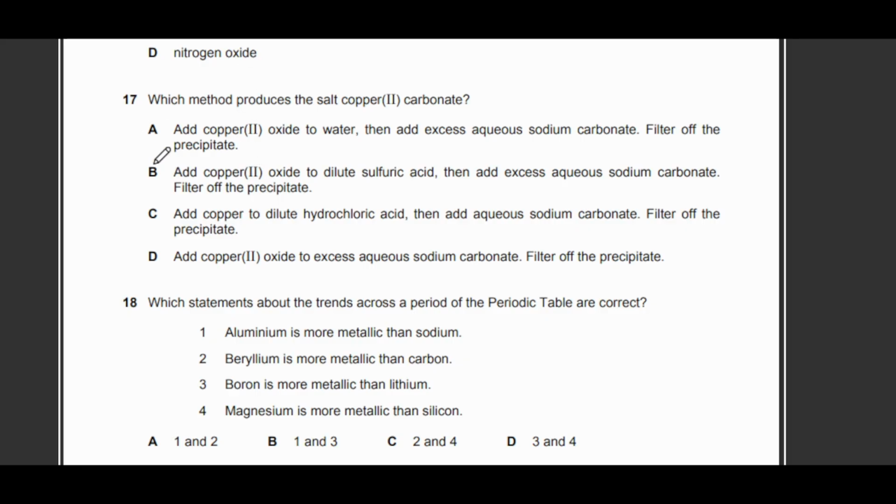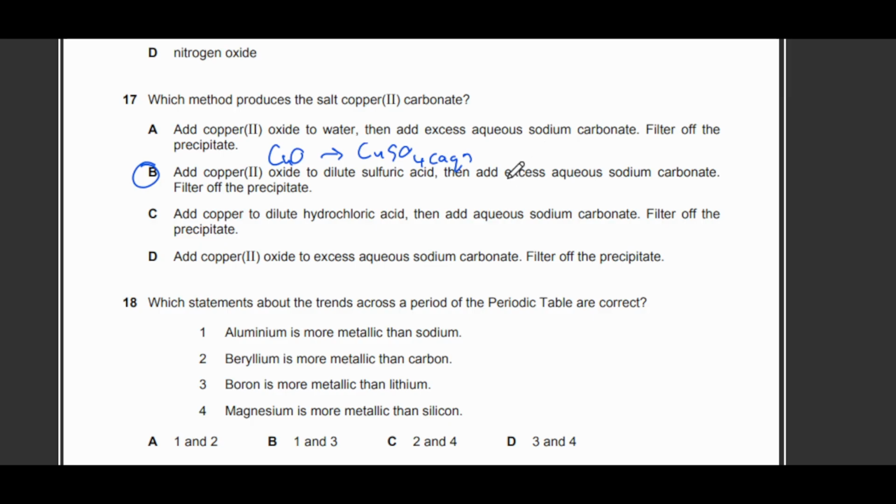So the answer is B. Why? Because first step, you add CuO to dilute sulfuric acid, you change it to CuSO4. The first step, right? CuSO4 is soluble, so therefore it will be aqueous.